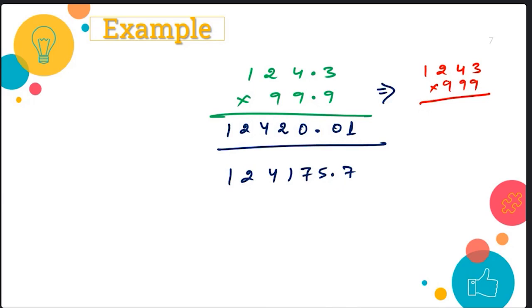And you are going to write down the same number 1, 2, 4, 3 below. It means you are going to subtract the same number from the zeros. So the first 0 will be 10, and 10 minus 3 is 7. Write down 7. Now 9 minus 4 is 5. 9 minus 2 is 7.